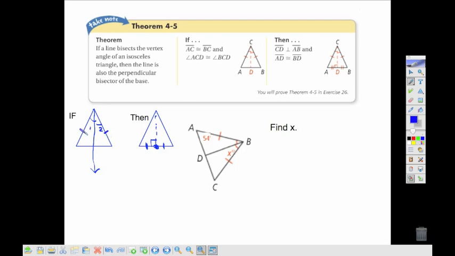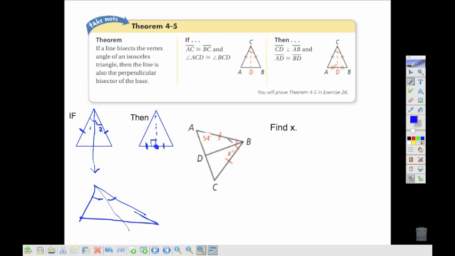And maybe I should put with my if part, we also need to know that this is an isosceles triangle, because if we don't know that, the angle bisector does not always guarantee that I have a perpendicular on the other side. That only works when these two sides are the same.